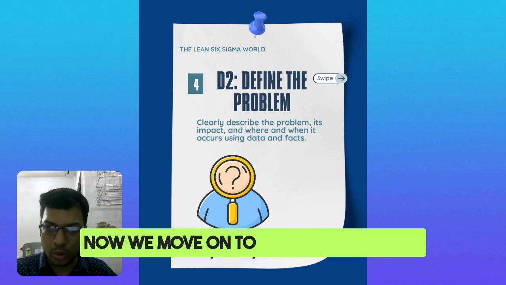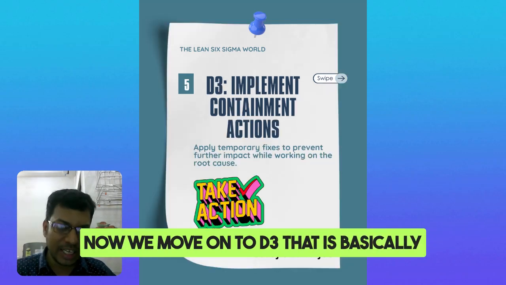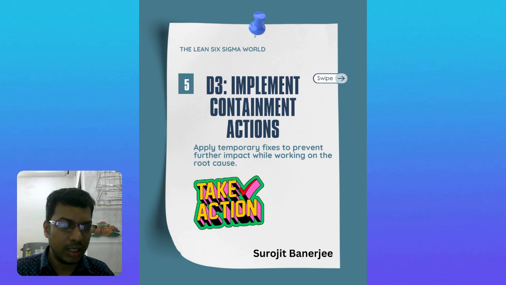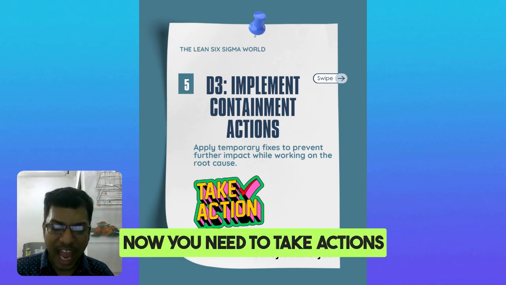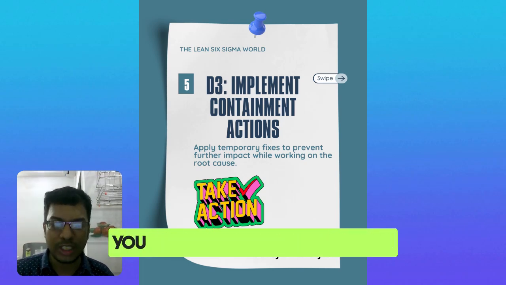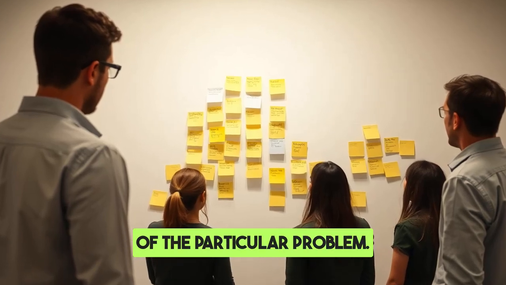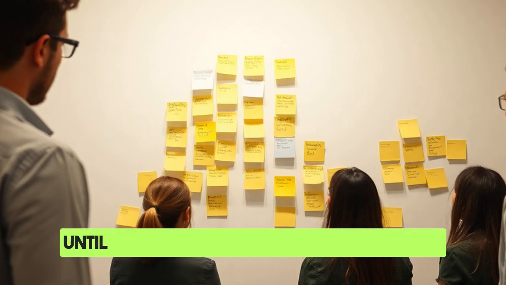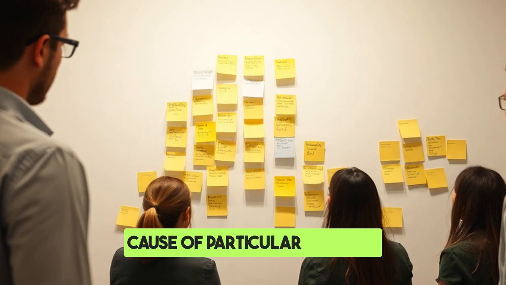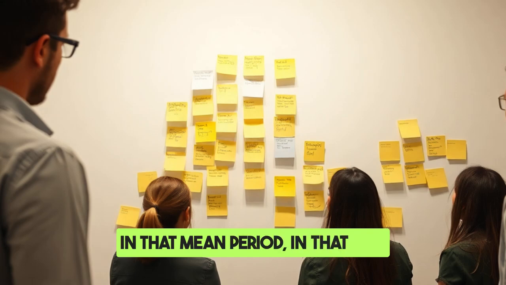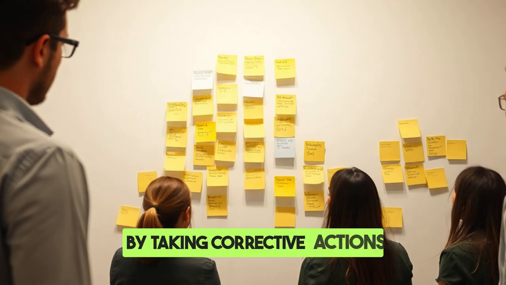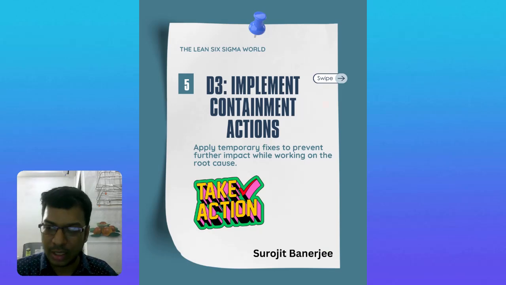Now we move on to D3, that is basically implement containment actions. Now you need to take actions and you need to fix the problem. You need to find some solutions for the particular problem, and in parallel, you need to also focus on finding the root cause of the problem. Until you find the root cause, in that time period, you need to fix the problem. You need to provide some solutions of the particular problem by taking corrective actions.